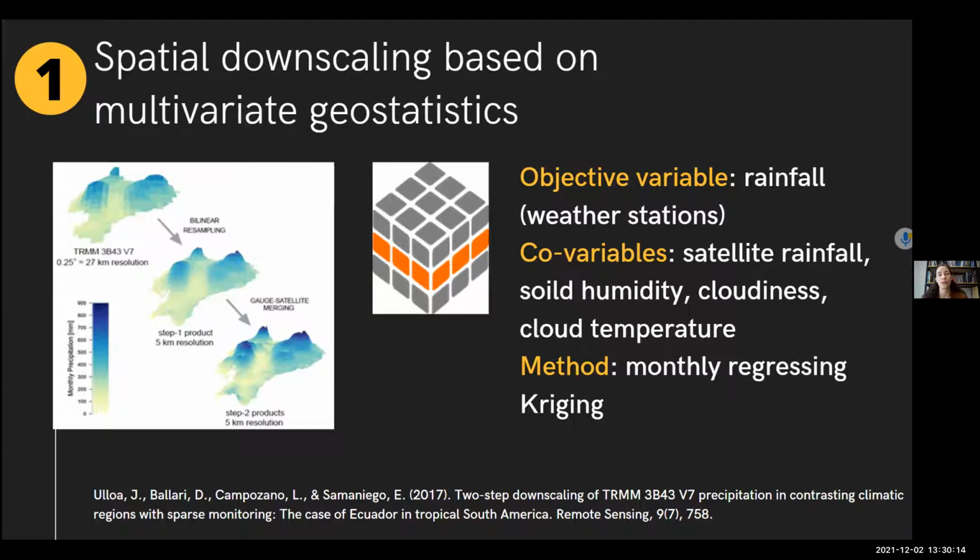Of course, we also used in situ weather stations to have in situ observations, but we also used other covariables from satellite like soil humidity, cloudiness, cloud temperature, NDVI, that is a vegetation index. And we analyzed it with kriging, that I think maybe you have listened to, which is a geostatistical interpolation method. So we used a multivariate approach because we did this kriging interpolation with several covariables.